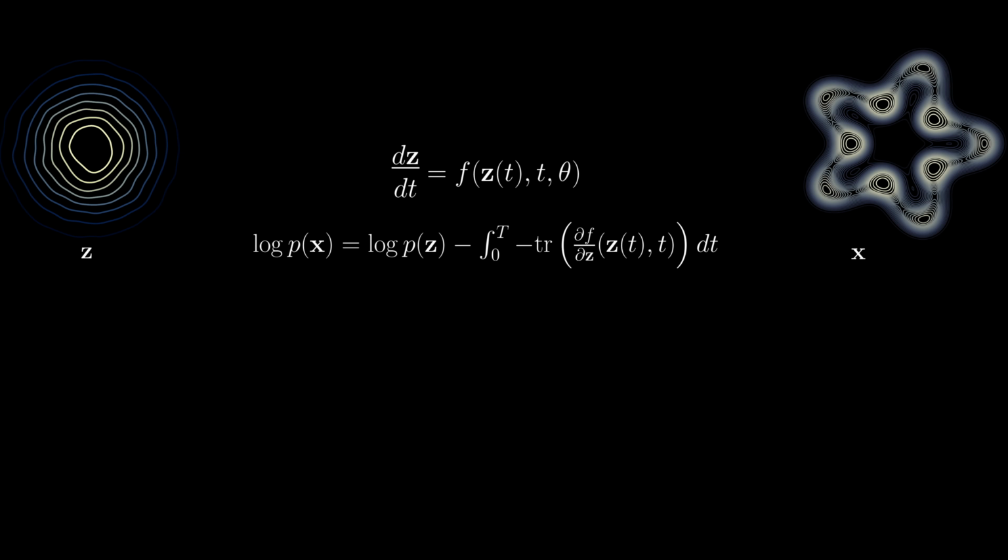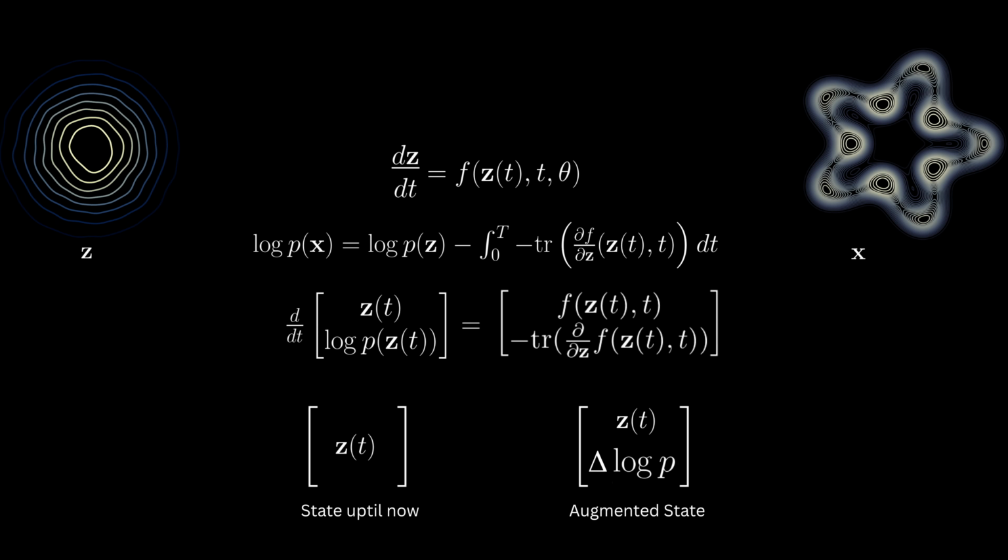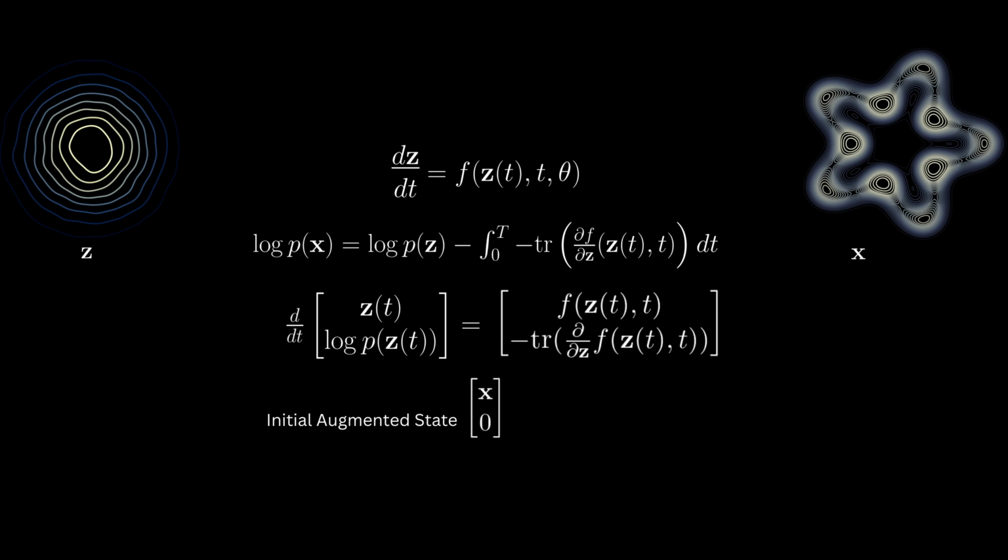In practice, rather than solving two separate ODEs, we just solve one and use an augmented system, where we are not just evolving zt, but we are also keeping track of the change in log density. The initial value of this augmented system is x and 0, where x is the data point and 0 is the initial value of log density change.